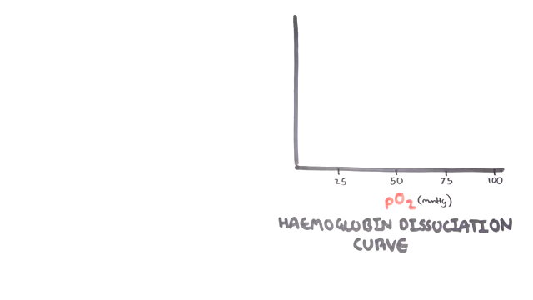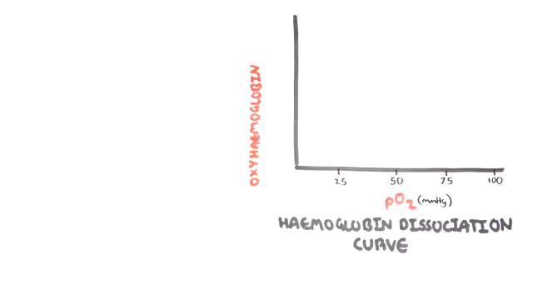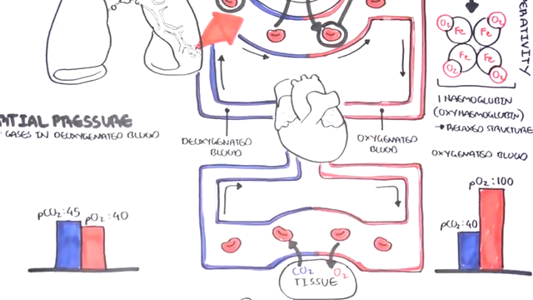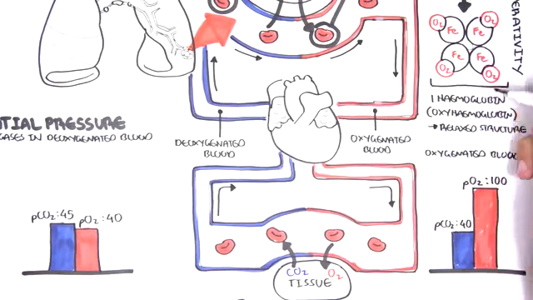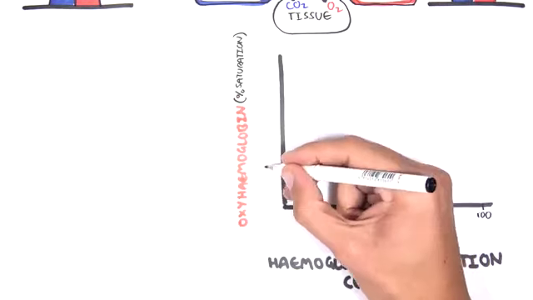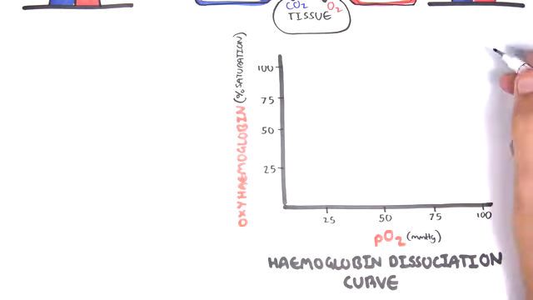So on the x-axis, you have the partial pressure of oxygen, 25 to 100 millimeters mercury. And on the y-axis, you have the saturation of hemoglobin, which what we're looking at specifically is oxyhemoglobin in percentage. This saturation of oxyhemoglobin means how much oxygen is bound to the hemoglobin basically. The more oxygen bound to hemoglobin, the higher the oxyhemoglobin, and therefore the higher the saturation.